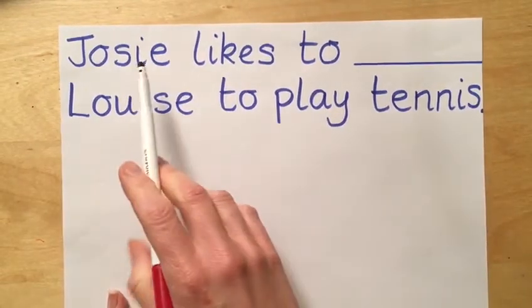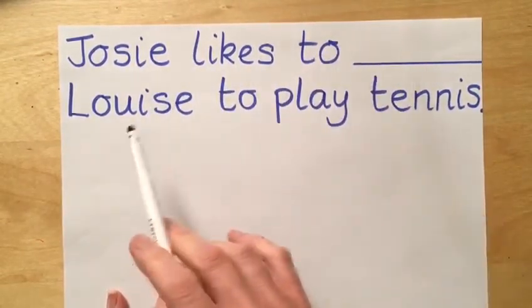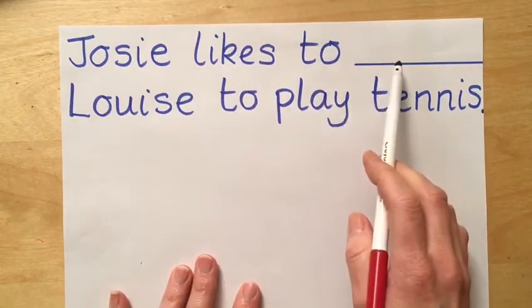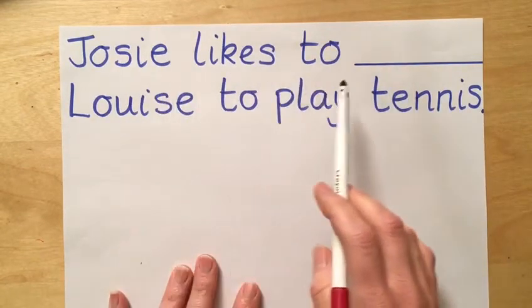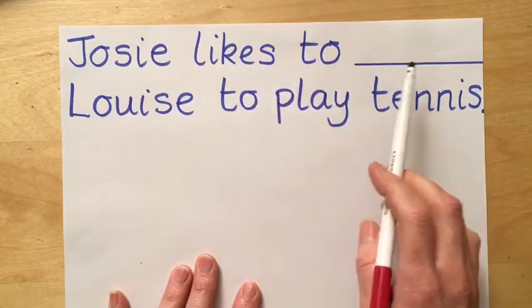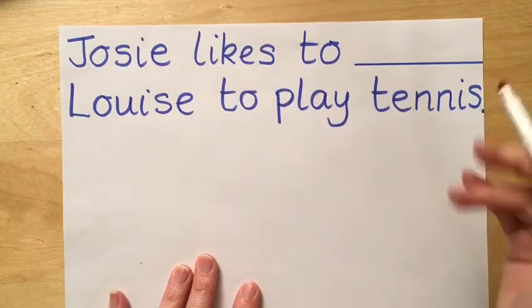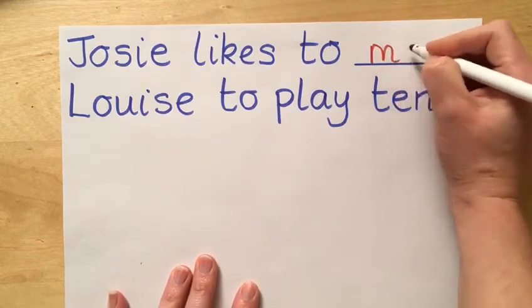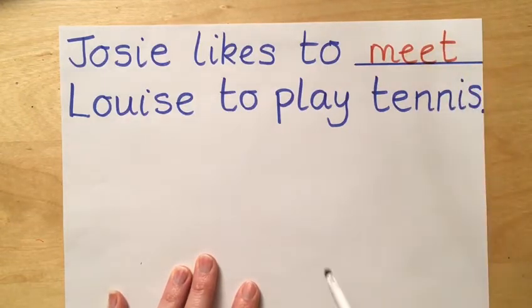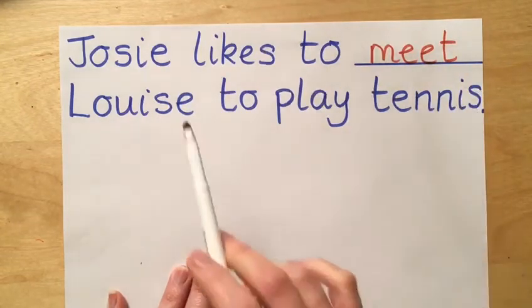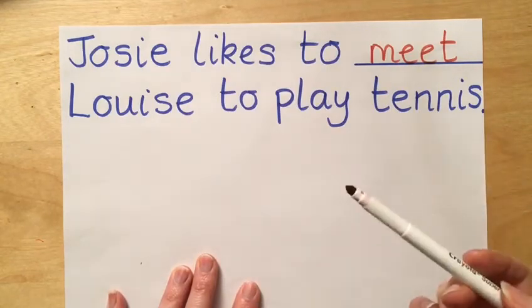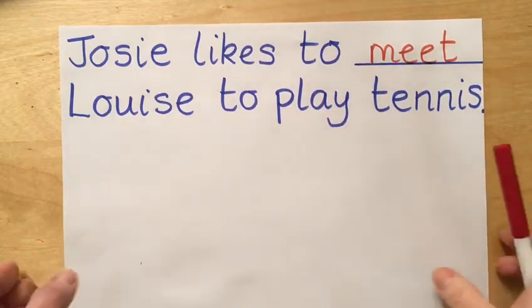Josie likes to something Louise to play tennis. Right, what could go in this gap here? So think about that last sentence. Josie likes to meet Louise to play tennis. It isn't an ing word because it isn't necessarily happening now. Okay? This means that she likes to meet Louise to play tennis at any time, not just now.